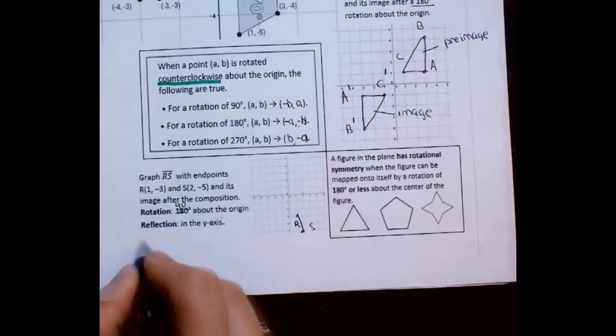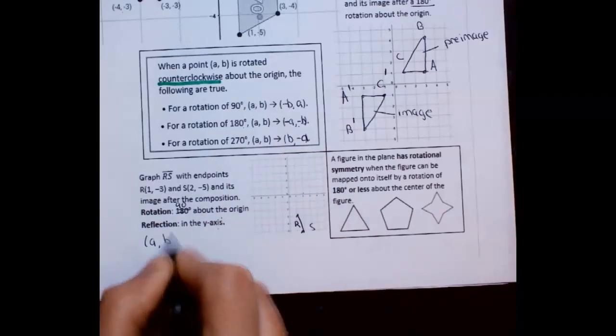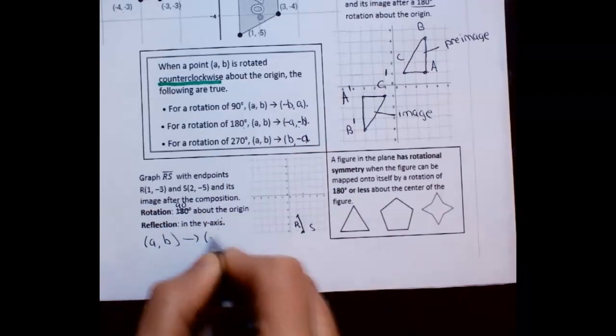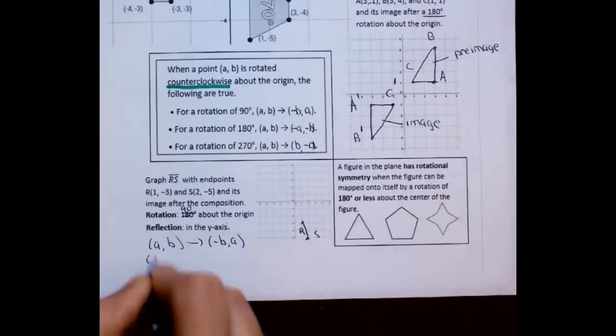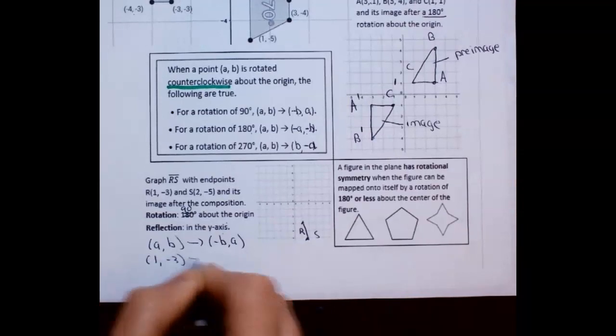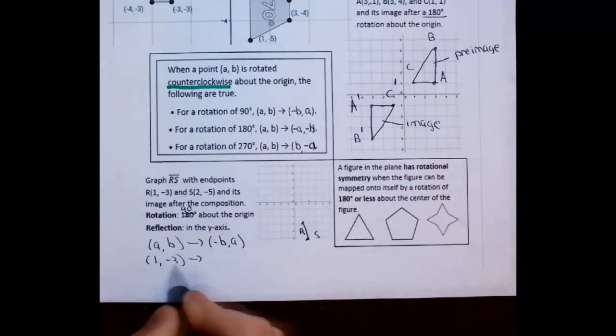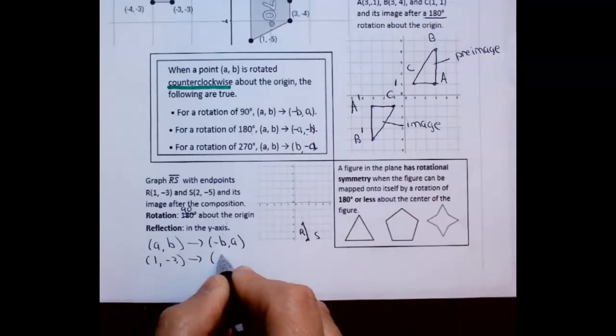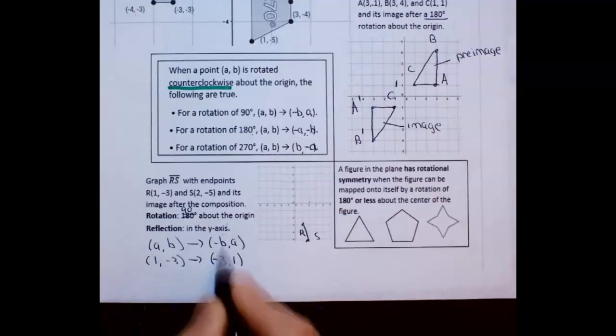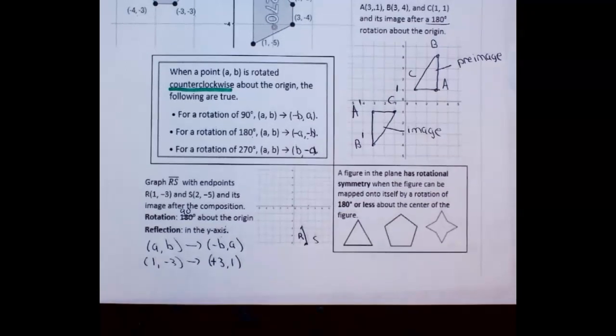So if you look at your formula here, (a, b) became the point (-b, a). That means the point 1, -3: we're going to flip the locations and change the sign. So we flip, that becomes -3, 1. But then I have to change the sign on this, so it's 3, 1.